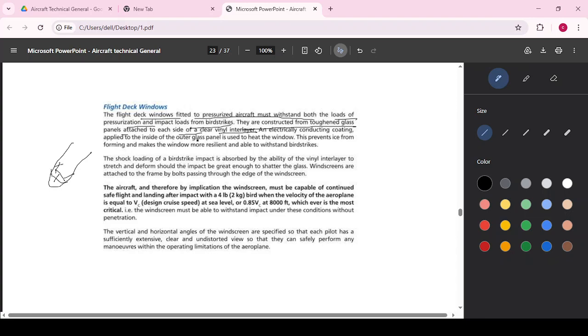We can see both Airbus and Boeing. What are its characteristics? An electrically conducting coating applied to the inside of the outer glass panel is used to heat the window. This prevents ice from forming and makes the window more resilient and able to withstand bird strikes. The shock loading of a bird strike impact is absorbed by the ability of the vinyl interlayer to stretch and deform should the impact be great enough to shatter the glass.